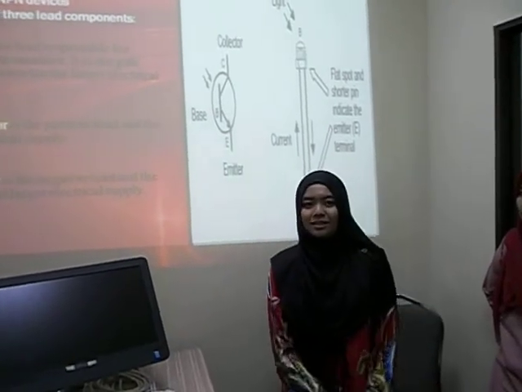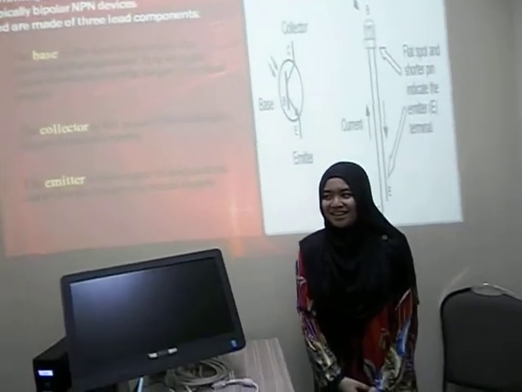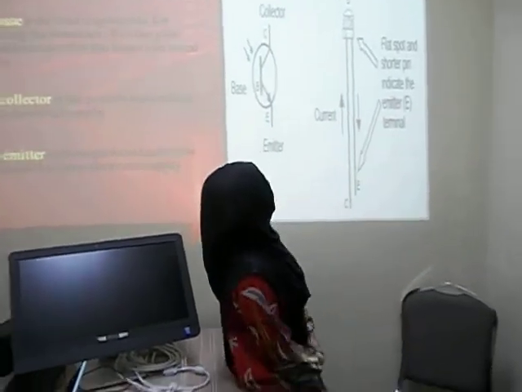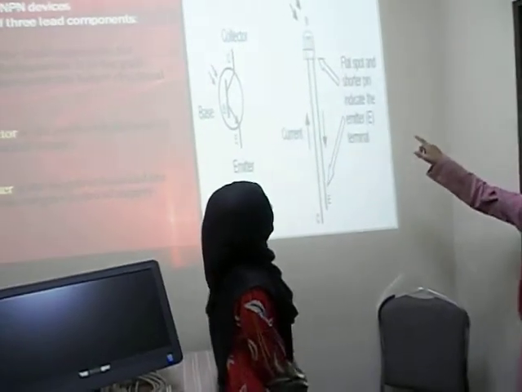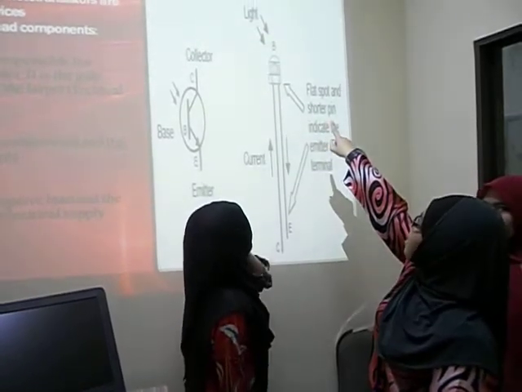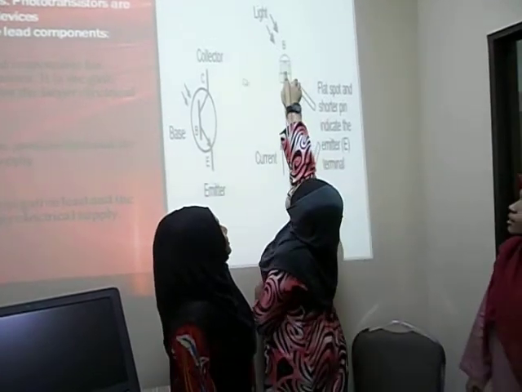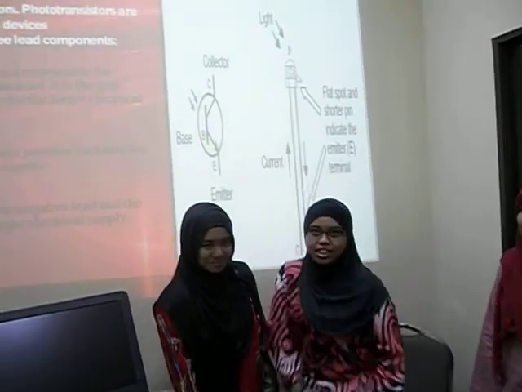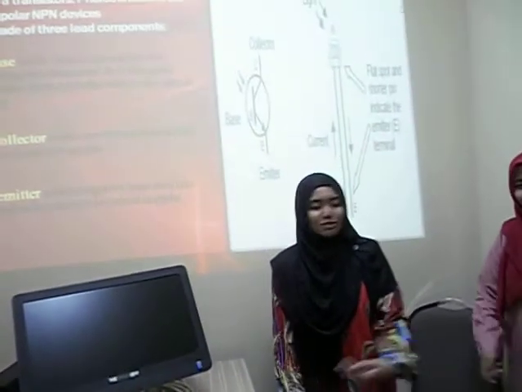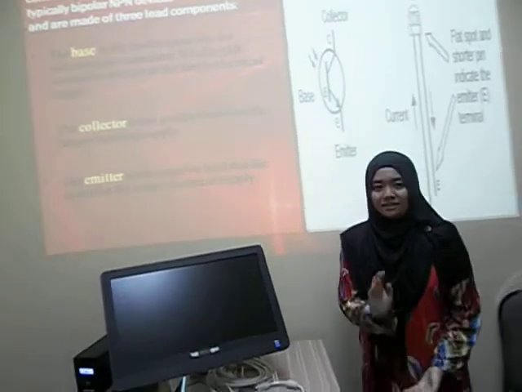If I cut the leads of the phototransistor so they have the same length, how do I know the positive or negative terminal? We can see the flat side. This one is for positive, this one is for negative. Thank you.